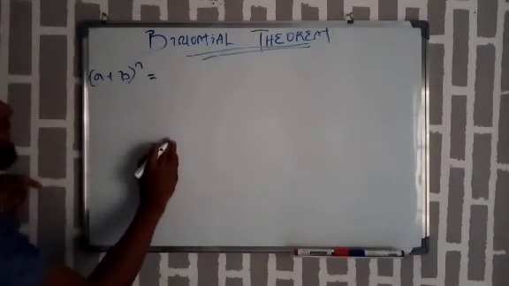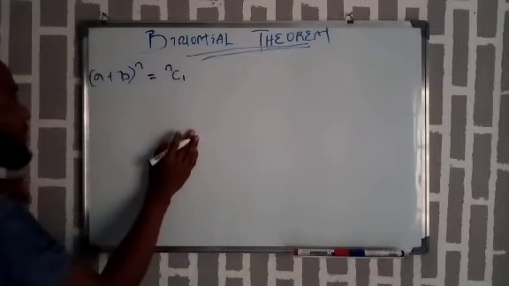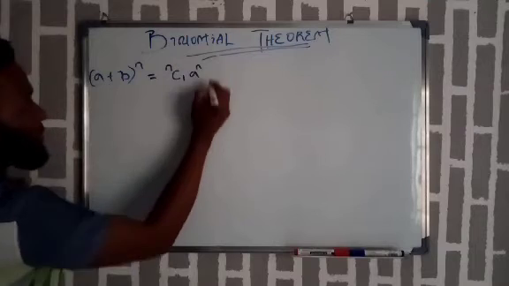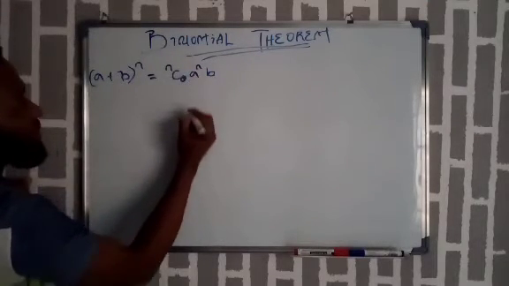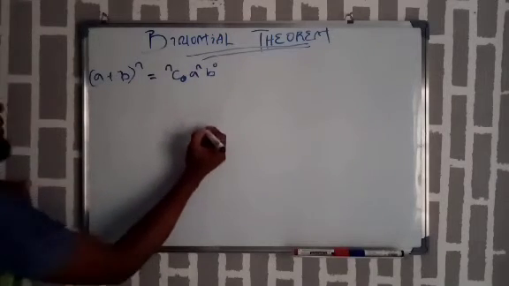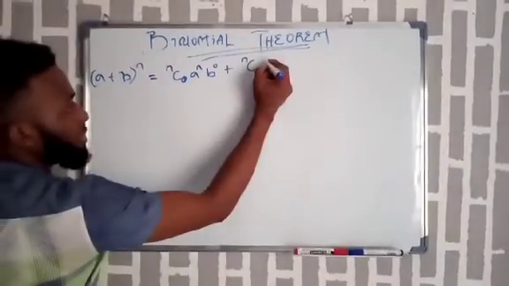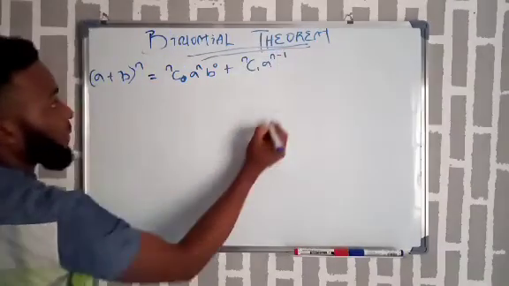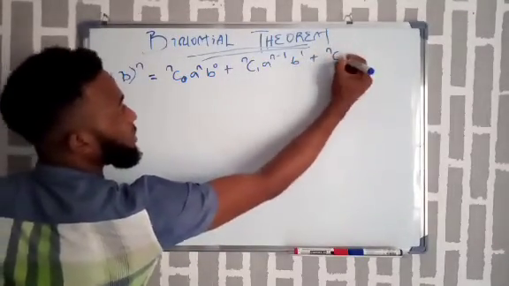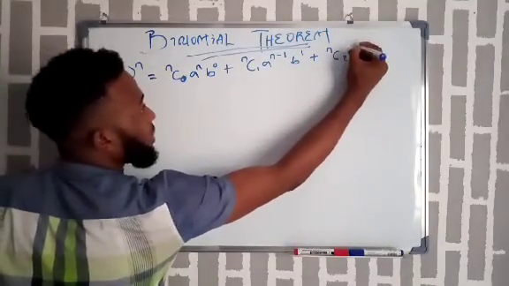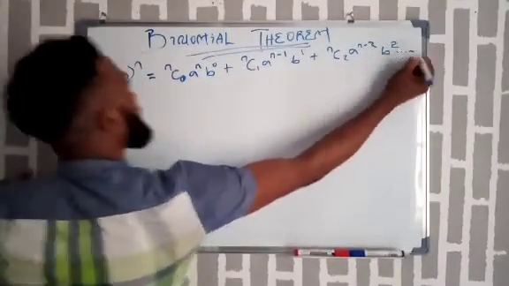So to get the first coefficient here, use this. You say n combination 0, then a raised to power n, b raised to power 0. Then it goes on like that: n combination 1, a becomes n minus 1, then b becomes 1, and then n combination 2, then a becomes n minus 2, then b becomes 2, yeah, and so on and so forth.